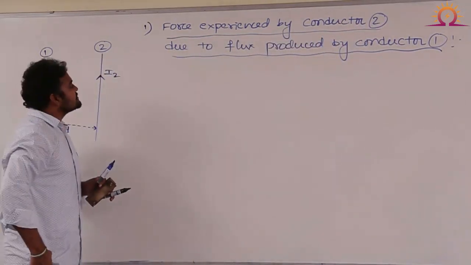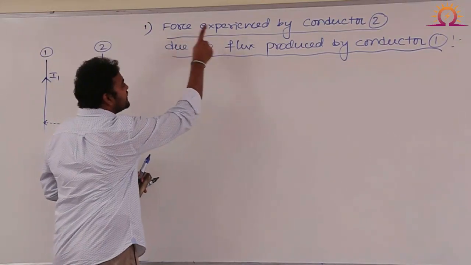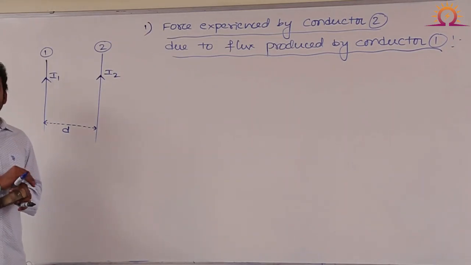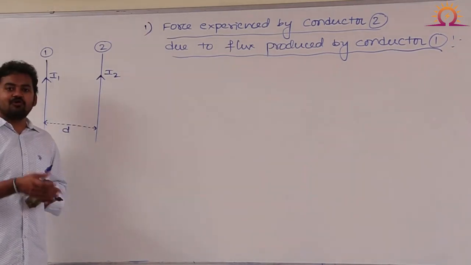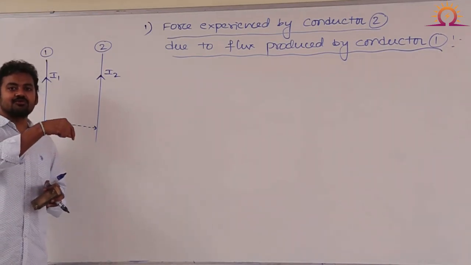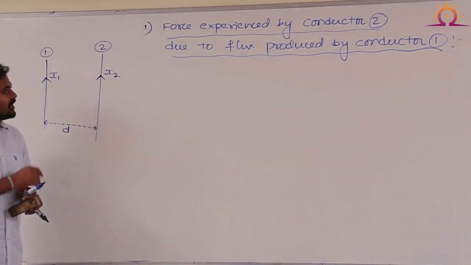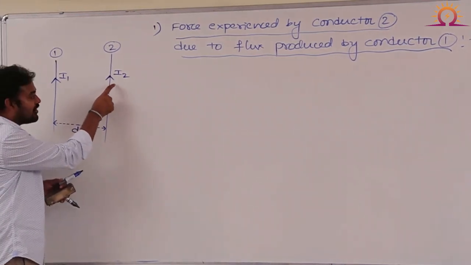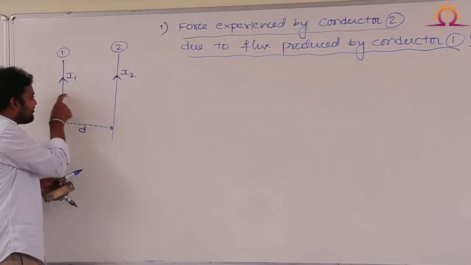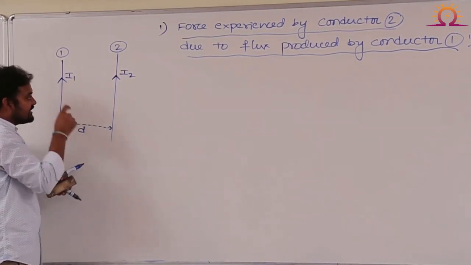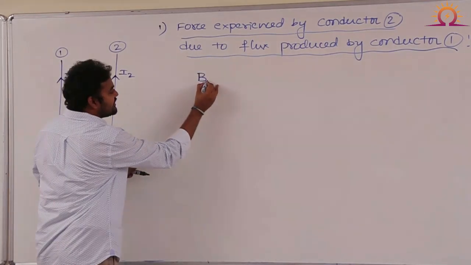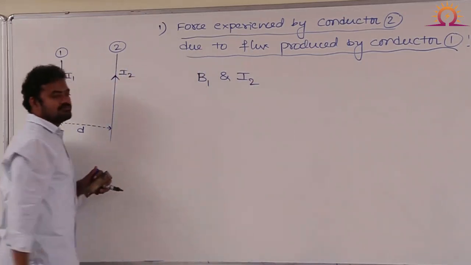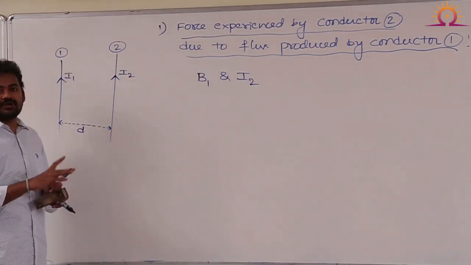The first question is force experienced by conductor number 2 due to the flux produced by conductor number 1. Later we will see force experienced by conductor 1 due to the flux created by conductor 2. Now you see here, I wanted to calculate how much force is acting on conductor 2 due to the flux created by conductor 1. That means it is the interaction between flux created by conductor number 1 and current carried by conductor number 2. Okay, the interaction between these two parameters will create the force.